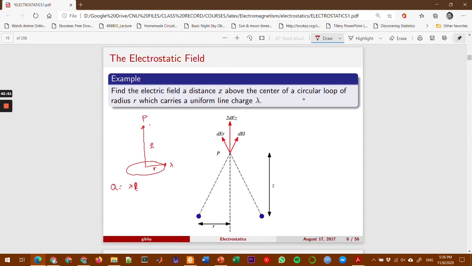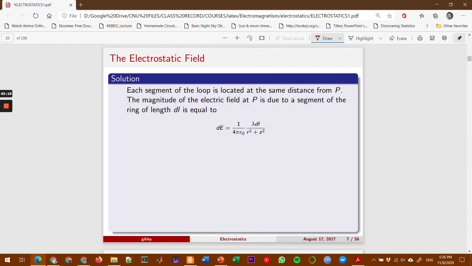So now the drawing. This is similar to the previous example with the two points, but now it is a circular ring. Anywhere you place the point, take note that the X component of the electric field cancels, and the X and Y components cancel. What remains is only the Z component. So that simplifies the problem very much.